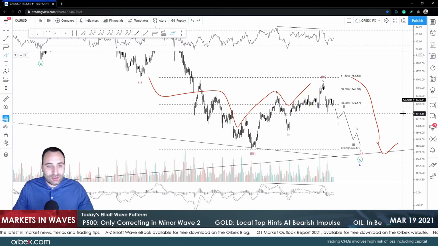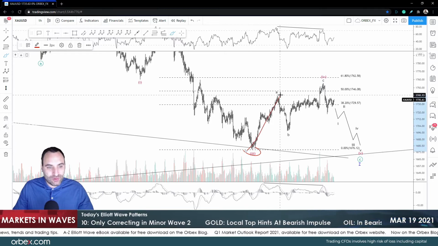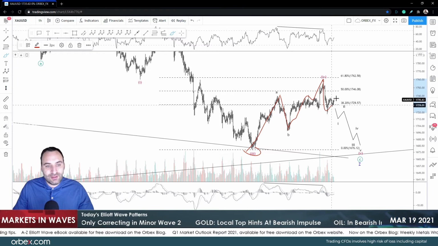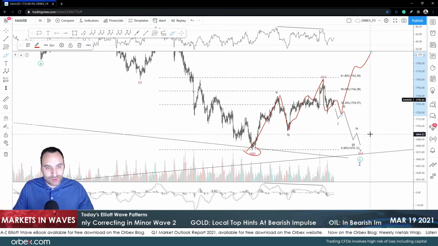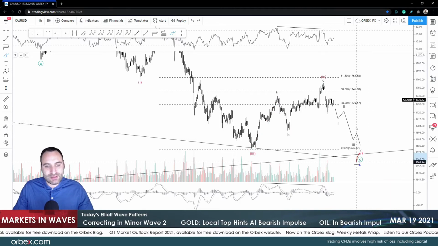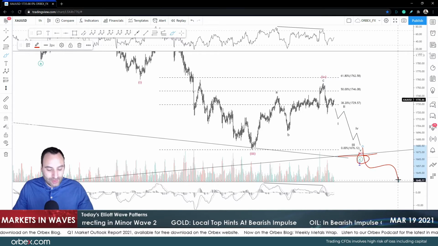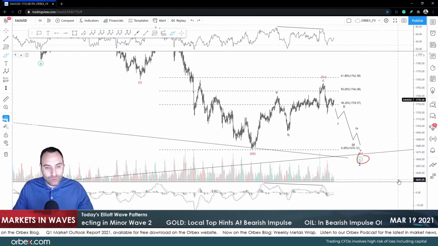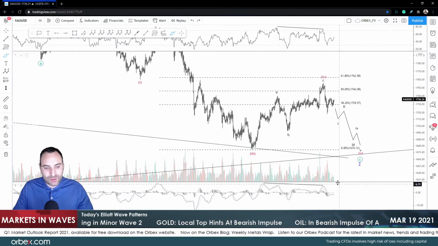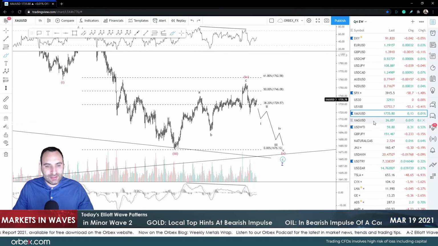The other scenario, of course, is that this has already ended, as we said before. This is 1, this is 2, this is probably 1, 2, 3, 4, and 5. This is going to be ABC, and then we'll continue higher. And the last scenario, obviously very similar to the first, is that we're going to break below the trend line that I expect to hold and continue lower for much longer. But let us first get closer to the previous low, and then we analyze this particular asset again.